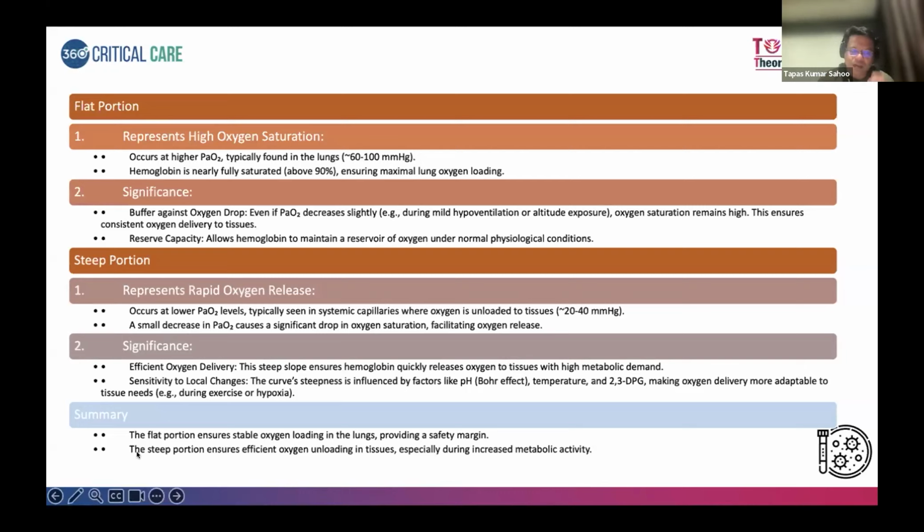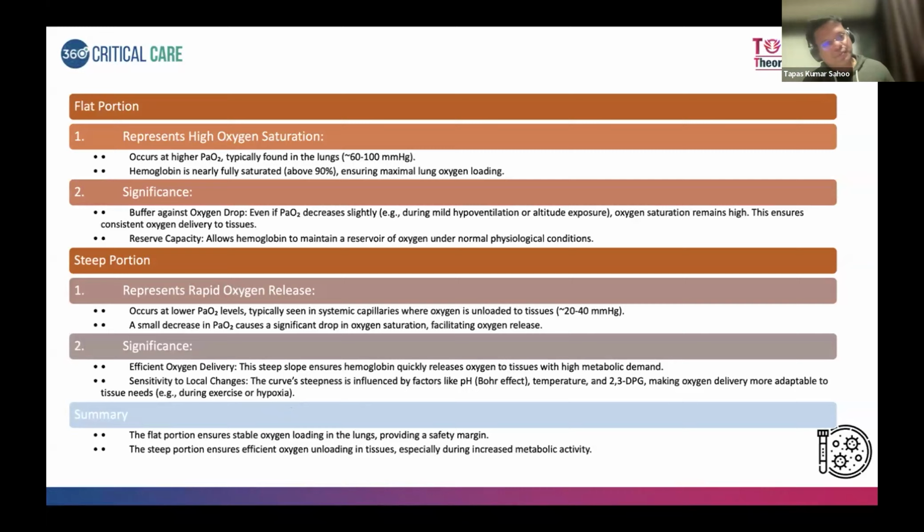Now the significance, as we have already discussed: point number one, efficient oxygen delivery to tissues with high metabolic demand, and that also is more sensitive to local changes. Those local changes could be a high H+ or low pH in case of metabolic acidosis, hyperthermia, or high 2,3-DPG. That makes your oxygen delivery to the tissues better, like during exercise or hypoxia. I will be discussing that part in the next slide.